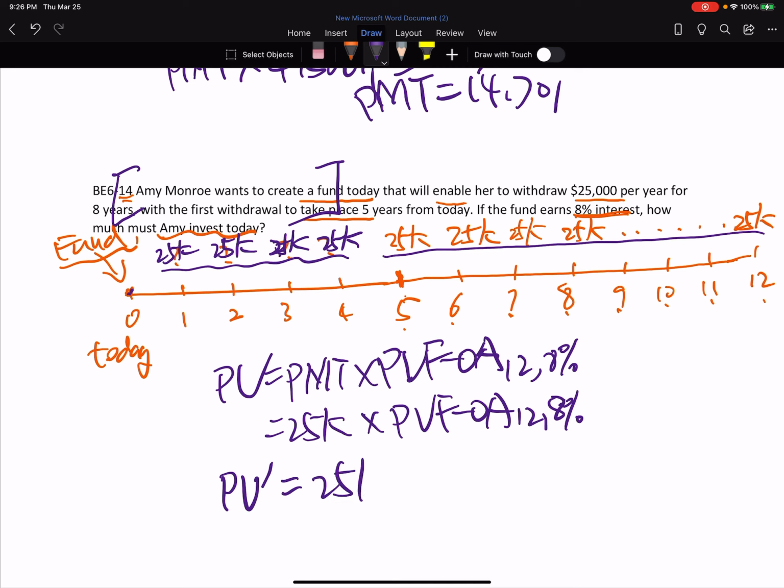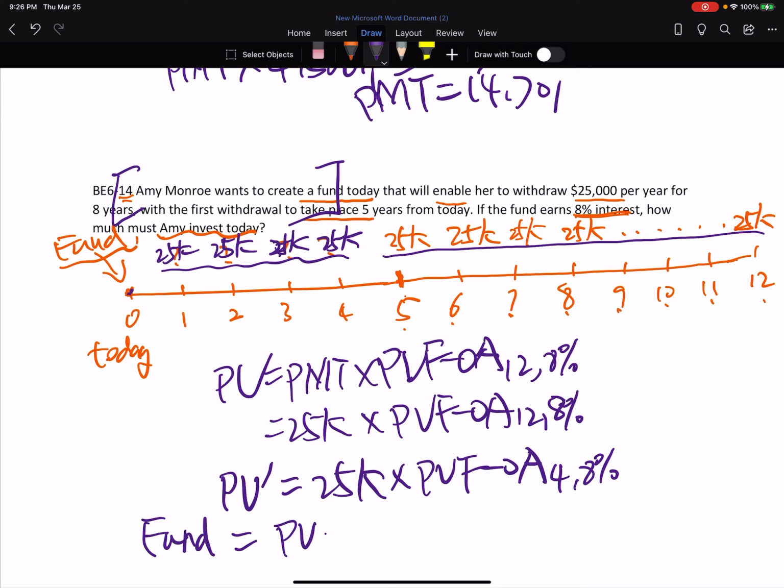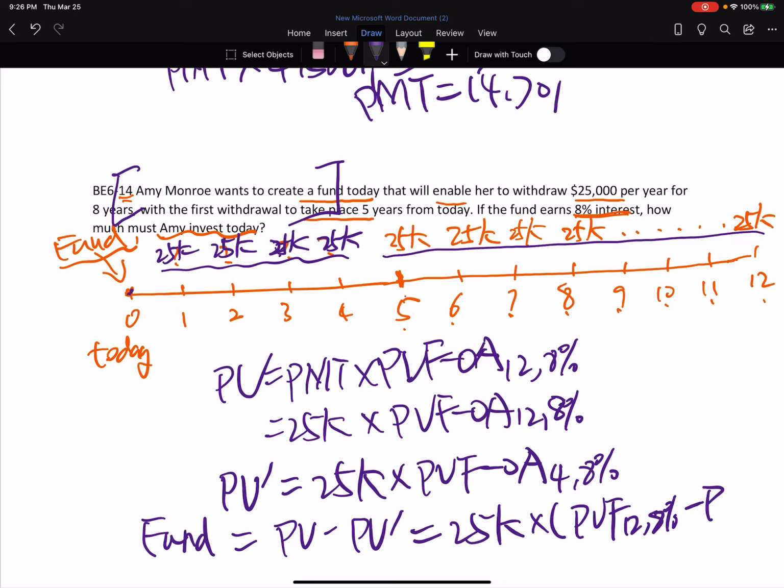Its payment is also 25K, but the thing is the present value factor is different. The present value factor is 4 periods, 8%. Okay, so the amount, the fund Amy should deposit, is PV minus PV. So it's 25K multiplied by the PV factor of 12 periods, 8%, minus the PV factor for the 4 period ordinary annuity, 8%. Okay, so this is one method.